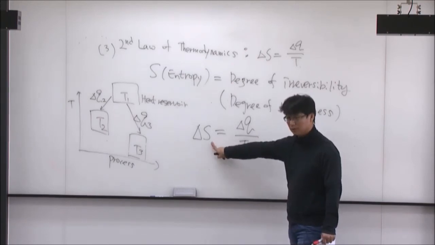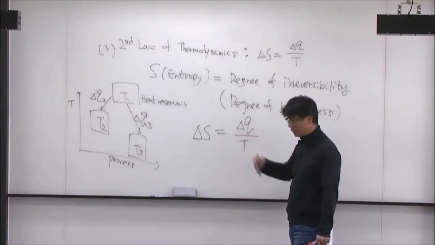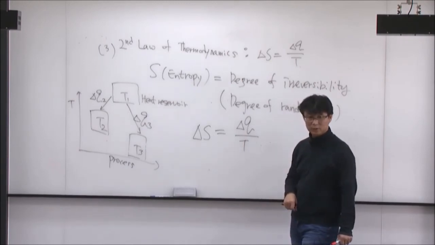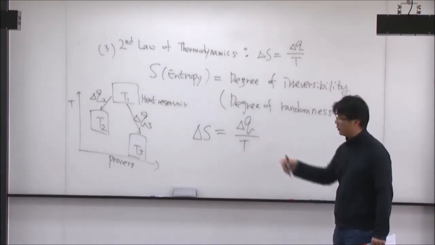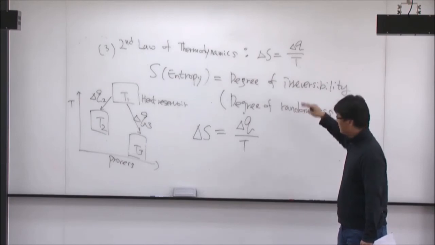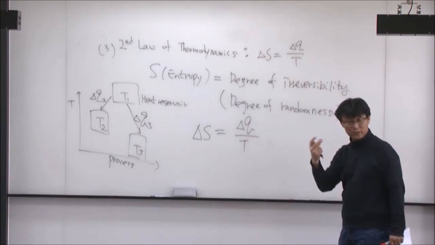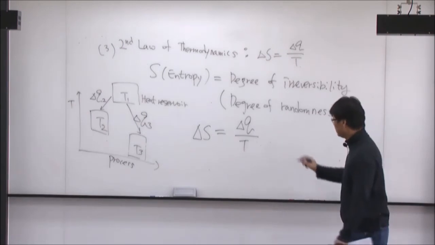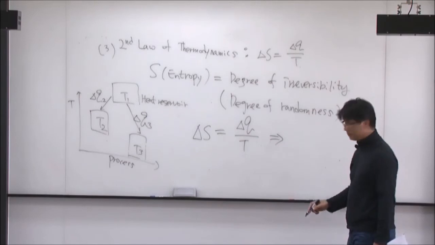So the entropy change of the system is delta Q of the system, which is coming from the surrounding, divided by T of the system. Okay? So this is the definition of entropy. The original idea for defining it this way was how we quantified irreversibility of the system. So S stands for the degree of irreversibility of the process.